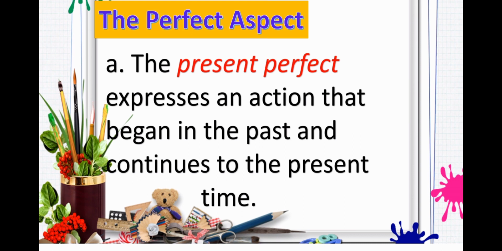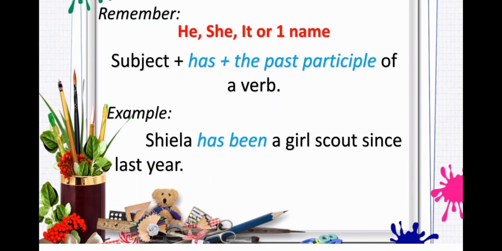Next is the perfect aspect. Sa aspect na ito ay gagamit tayo ng has or have. The present perfect expresses an action that began in the past and continues to the present time. Ito ang rule, kapag he, she, it, or one name ang ating subject, gagamitin natin ang pattern na subject plus has plus the past participle of a verb. Example, Sheila has been a Girl Scout since last year.